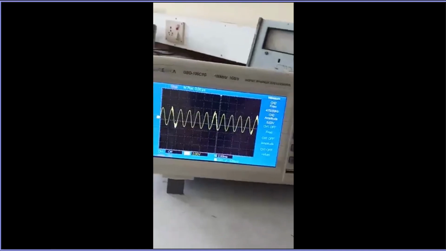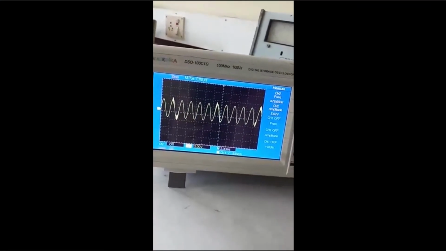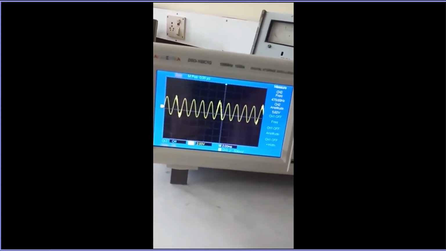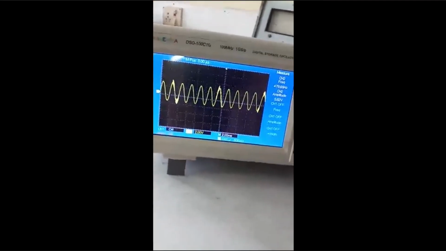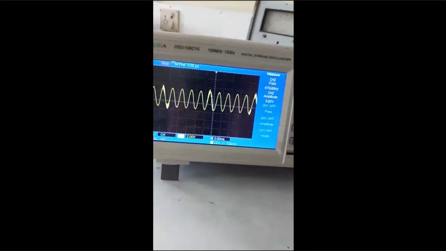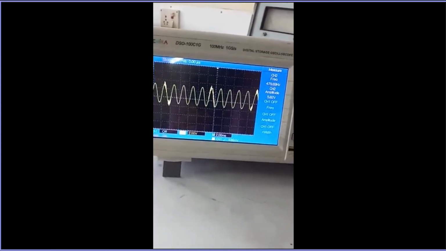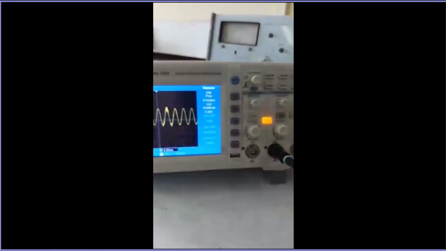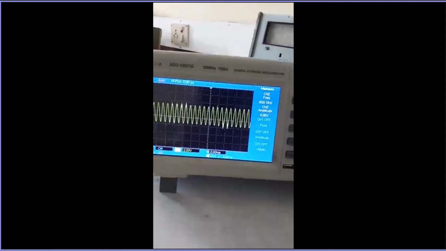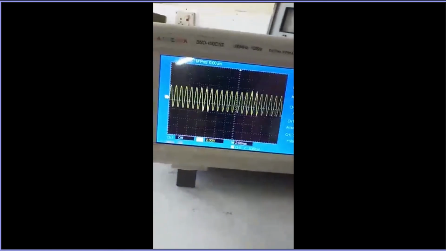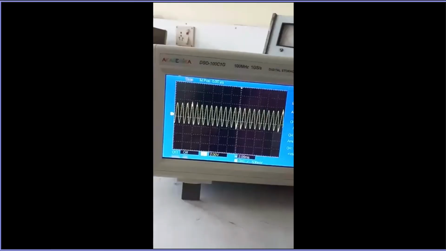So this is the 500 hertz input, channel number 1. I guess you have taken the snapshot. Now, yes, this is your 1 kilohertz input.